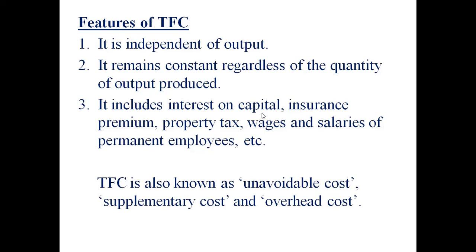And again the property tax. So with property, we are actually referring to the land also. For example, if you have 100 bigas or 100 acres of land, then the quantity of land, that is the fixed factor, will remain constant. Since it is fixed, the property tax that is levied upon it will also be fixed, isn't it? And the salaries and wages of permanent employees will also be fixed. So basically TFC includes all these items.